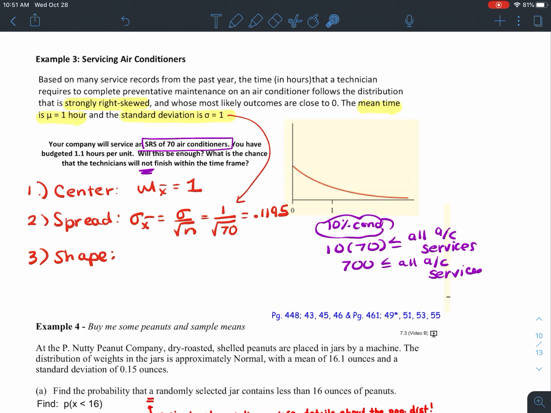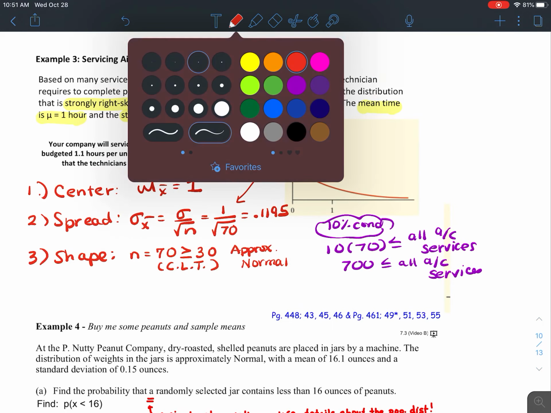Okay, and now for normality. I know I can't say that it's approximately normal because the population distribution is normal, because that's strongly right skewed. But as long as my sample size, which is 70, is a number greater than or equal to 30, by the central limit theorem, I can conclude that the shape is in fact approximately normal. Okay, so now I can go ahead and move forward with answering the question.